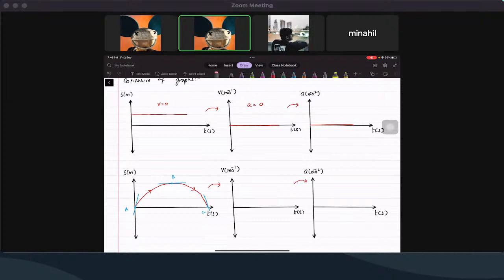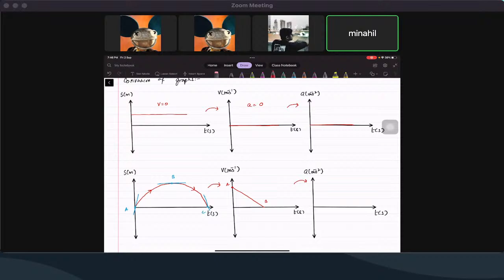Velocity, remember, is the gradient of the graph. Yes, it's decreasing. So it means the velocity was higher and now it is decreasing from A to B. Agreed? Now, Manahil, can you tell me what is happening from B to C?